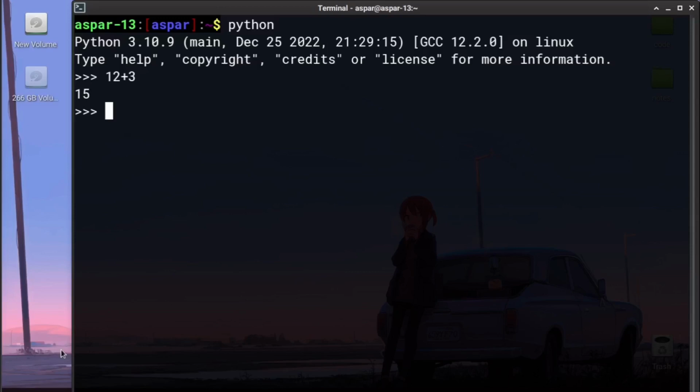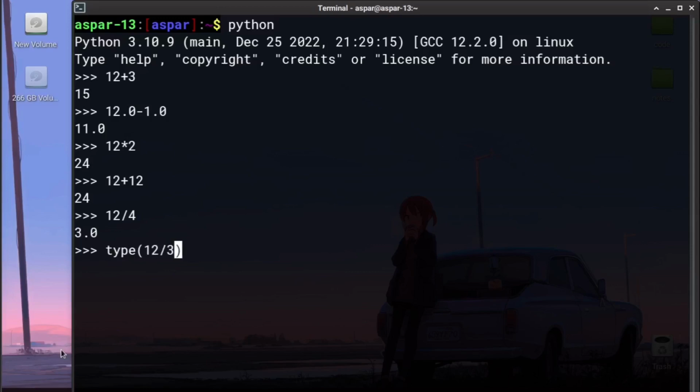Subtraction works in a similar way, but we use the minus sign instead of the plus one. For multiplication, we use the asterisk symbol, which is like adding in an iterative way. For division, we use the slash symbol to divide two numbers. One thing to keep in mind is that whenever we divide two numbers in Python, we always get the result in floating point numbers.